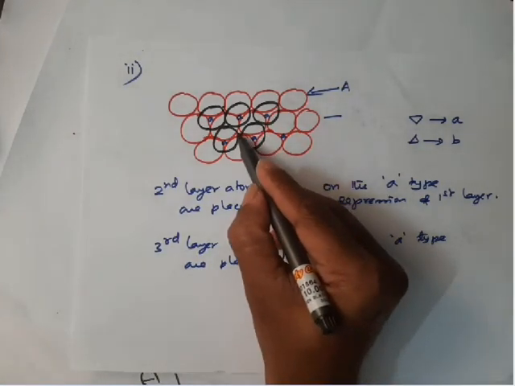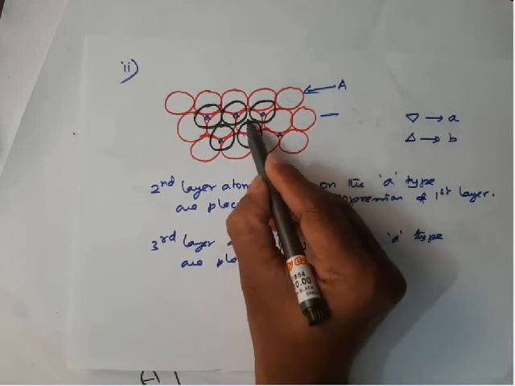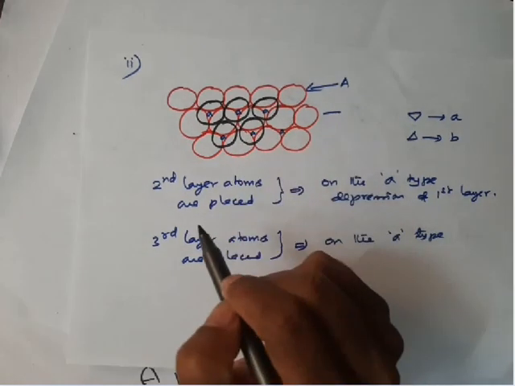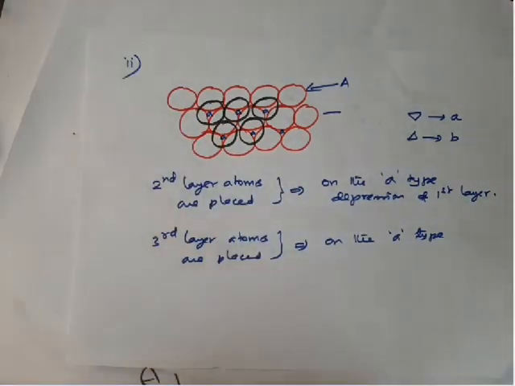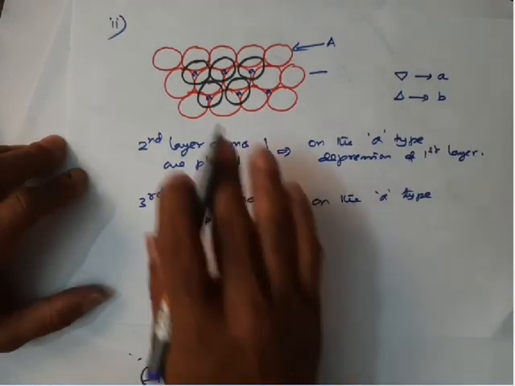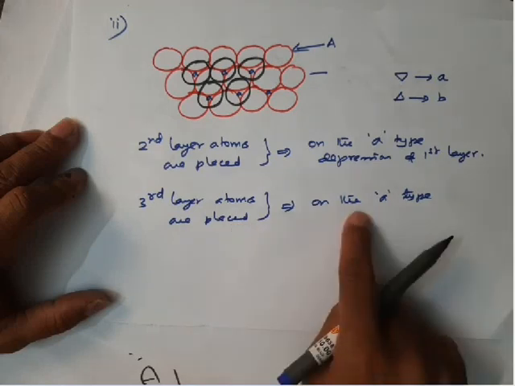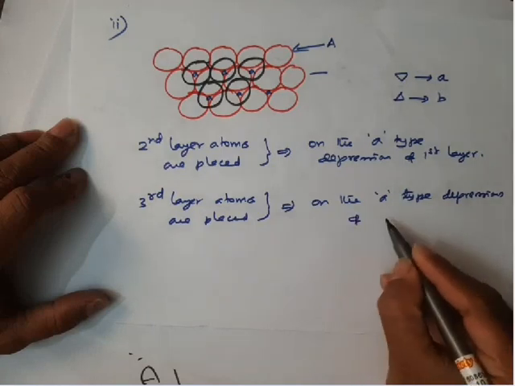In second layer, there are two types of depression: A type depression and B type depression. Listen, now I'm not placing the atom in the B type depression. I'm going to place the atom in the A type depressions of the second layer. If you place the atom here, that atom does not coincide with the second layer as well as with the first layer. You just draw and check whether you can understand this or not. It's very simple actually. So what I'm saying is, I'm placing the third layer atoms on the A type depressions of second layer.